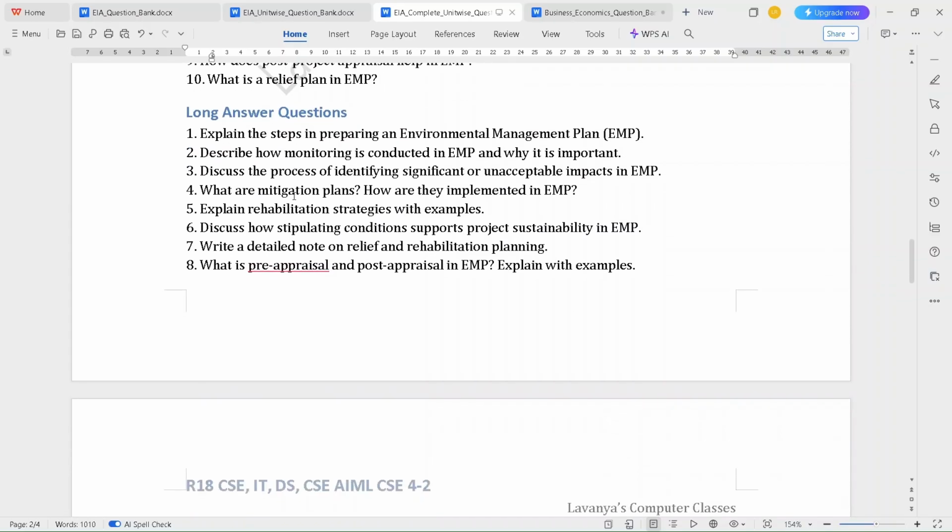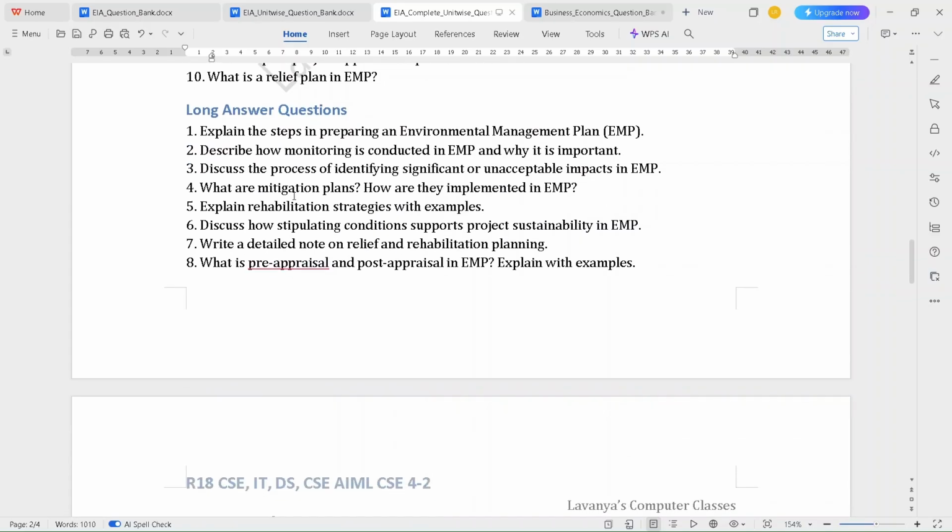The long answer questions are: explain the steps in preparing an environmental management plan. Describe how monitoring is conducted in EMP and why it is important. Discuss the process of identifying significant or unacceptable impacts in EMP.